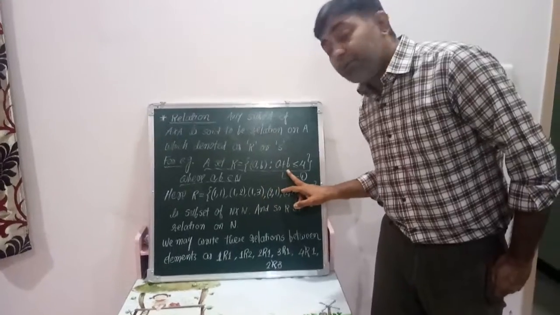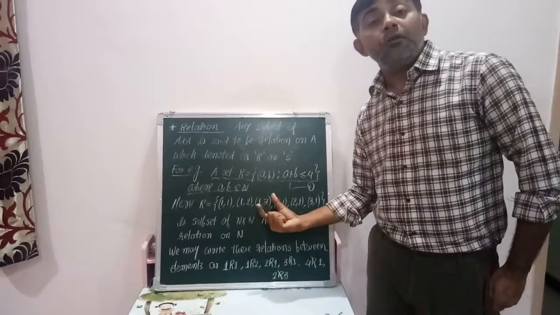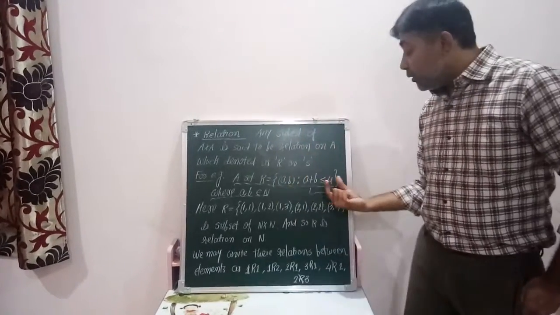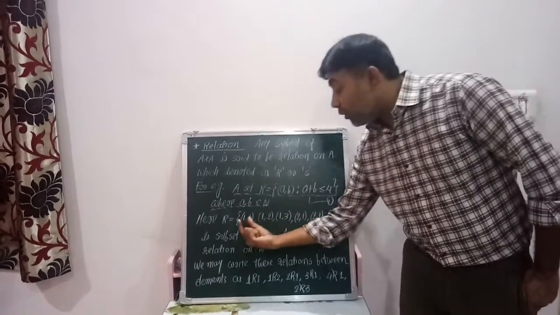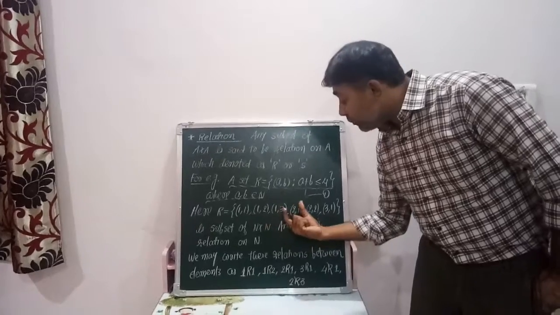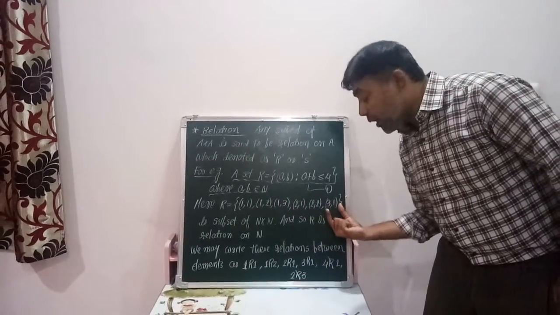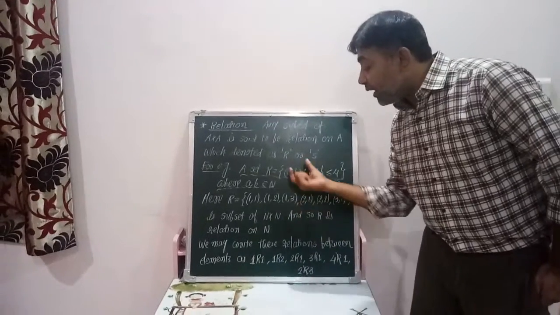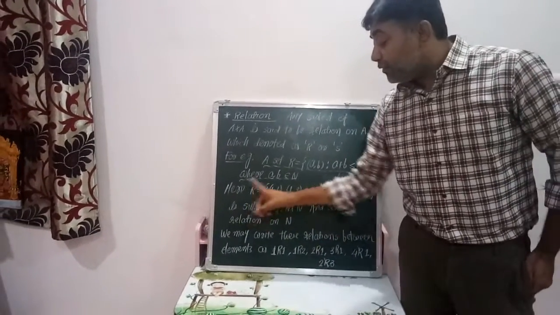(1, 3) is also there. But (1, 4) we may not write in this set, because 1 plus 4 is 5 and 5 is not less than 4. So (1, 1), (1, 2), (1, 3), then (2, 1), (2, 2) and (3, 1). So these 6 ordered pairs we may write as per the given relation. So this is called a relation.